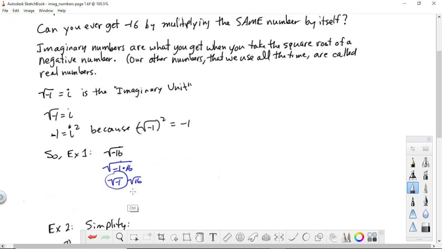We've said we can deal with that. The square root of negative 1 is i. So we simply call it i, and we still have the square root of 16, which is 4. We write that the other way around as 4i. So we can take the square root of any negative number now. The result is going to have an i in it.